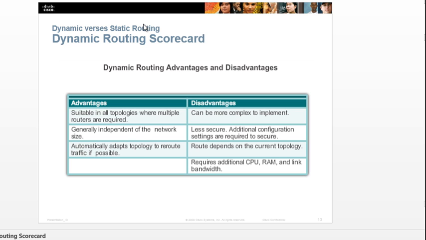It can be more complex to implement, however, and because of those router advertisements we talked about earlier, it's less secure. The route depends upon the current topology. And because these routing algorithms require CPU time and bandwidth, there's a cost associated with them.